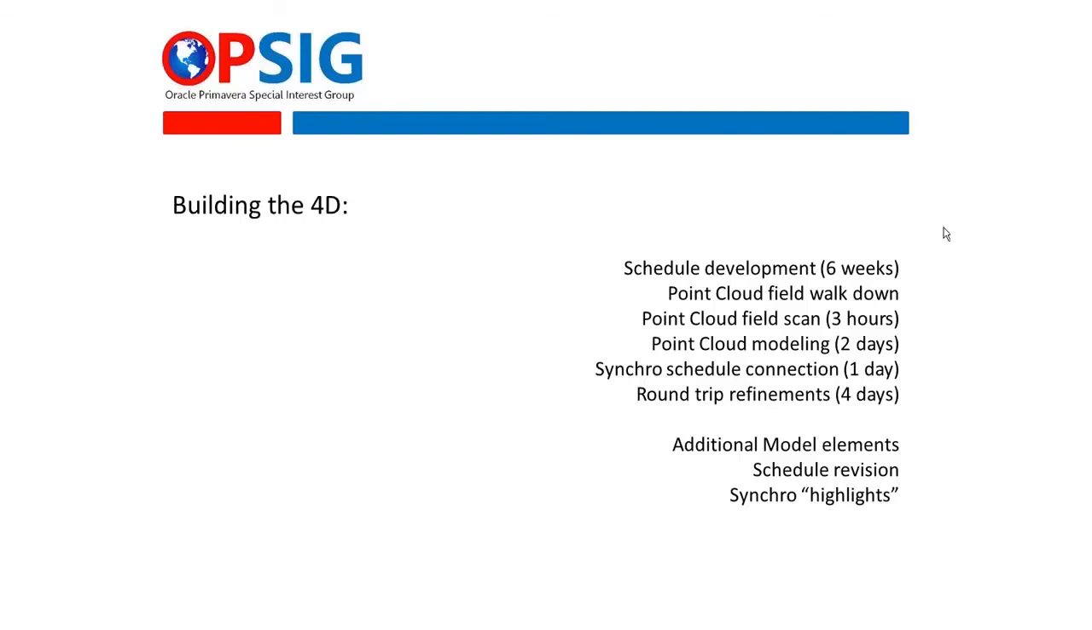Now, once that was done, we came back and we would add additional model elements. We would continue to do schedule revision, and that was very easy. You'd modify the Synchro schedule. You can either use the API, or in our case, we're using the XER file to bring a new updated schedule into the tool. And then we created some highlighting of certain areas in Synchro. So that was the process to build this, to get this out of the gate.